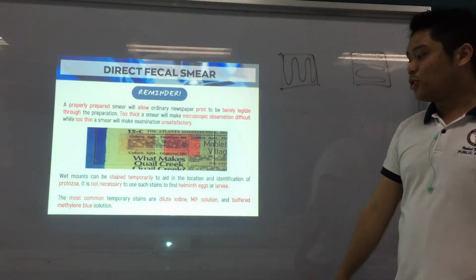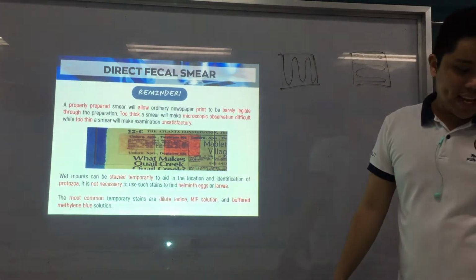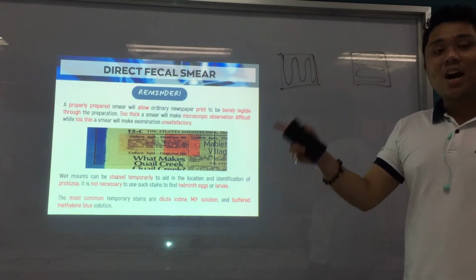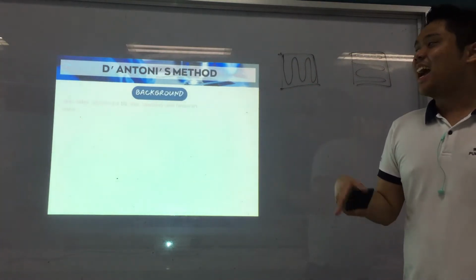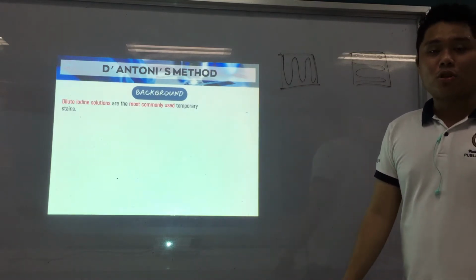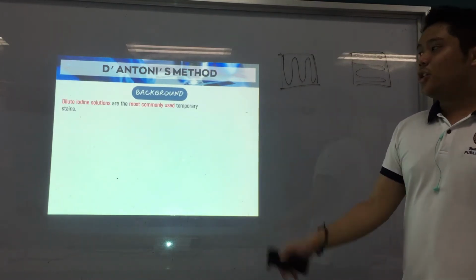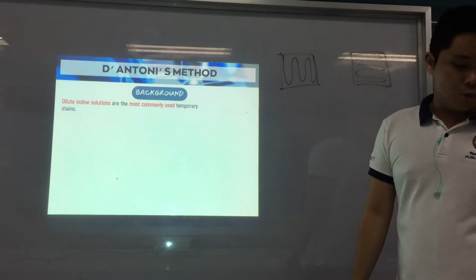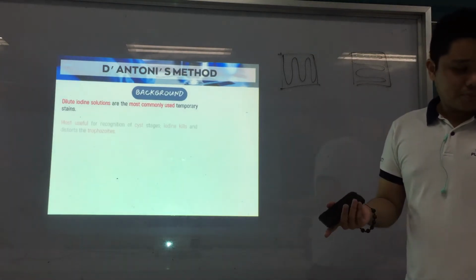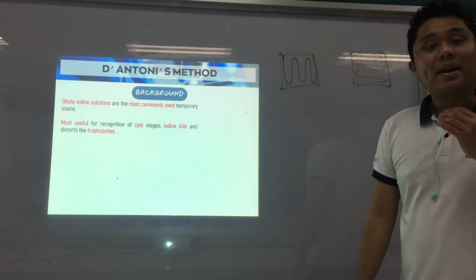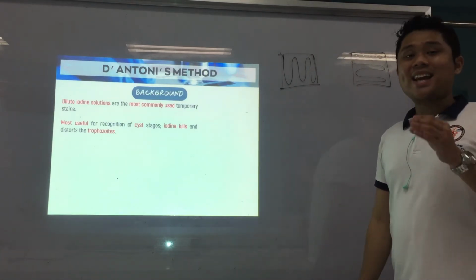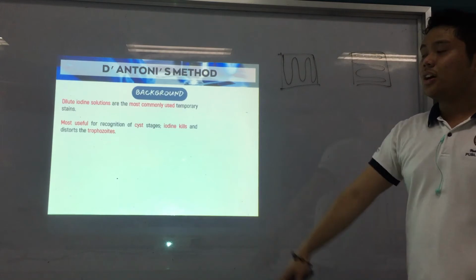Again, we will now focus on the iodine part, because that is the reagent we use for the D'Antoni's method. Dilute iodine solutions are the most commonly used temporary stains. Now, what is its purpose? It's most useful for the cysts of protozoa because the iodine can kill or distort your trophozoites.